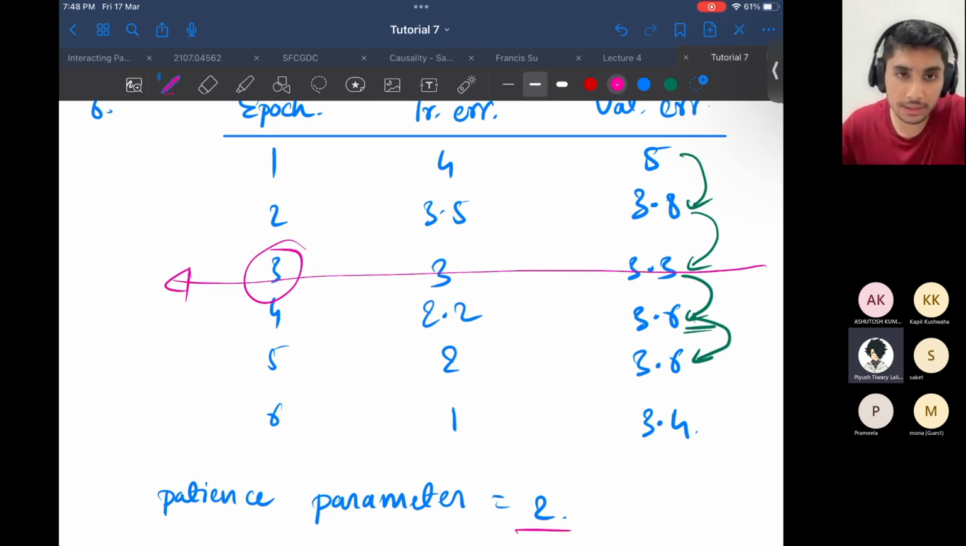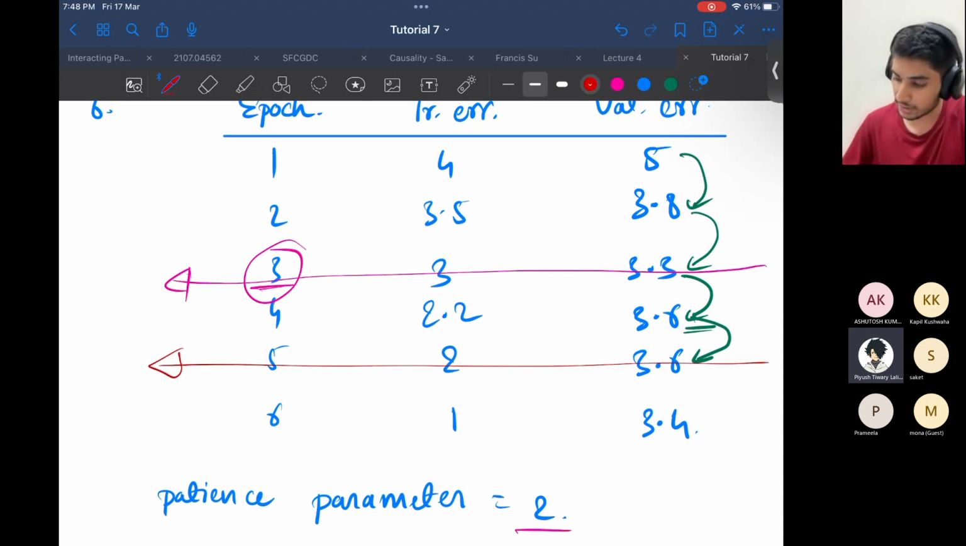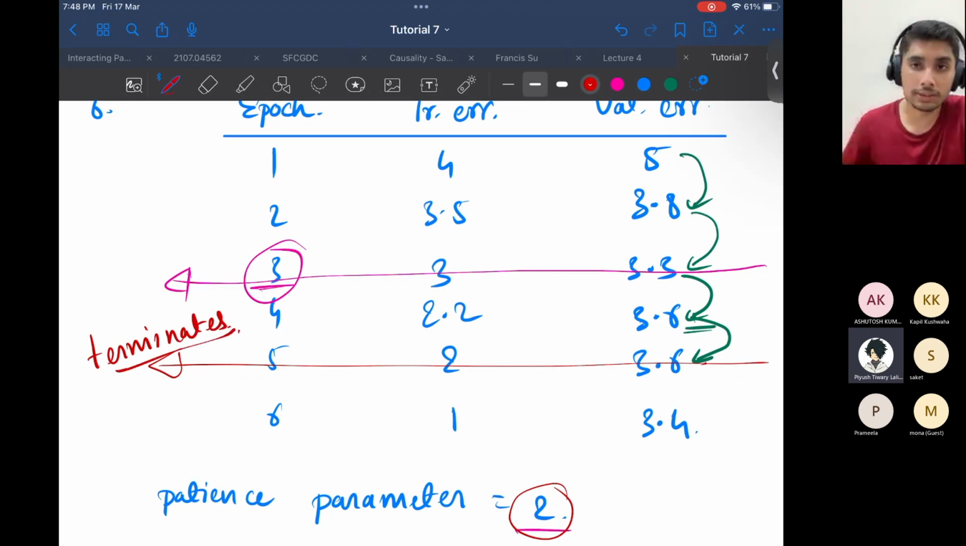So what is the answer? When will the training stop? It is asking at what epoch it will stop. It will output the value of the parameters at the third epoch. But eventually it has waited till the fifth epoch, since the patience parameter was 2, it has waited for two more epochs, 3 plus 2. So after the fifth epoch, it will stop. This is where it terminates.